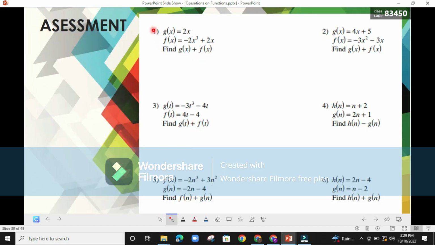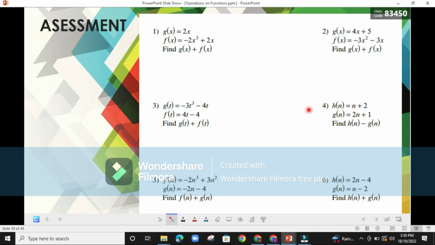So we have number 1, g of x is equal to 2x. F of x is negative 2x cubed plus 2x. Find g of x plus f of x. Number 2, g of x is equal to 4x plus 5. F of x is equal to negative 3x squared minus 3x. Find g of x plus f of x. Number 3, g of t is equal to negative 3t cubed minus 4t. F of t is 4t minus 4. Find g of t plus f of t.